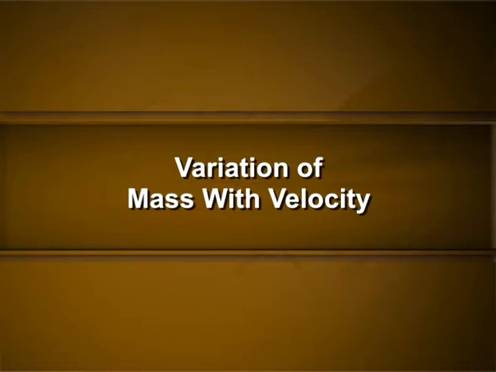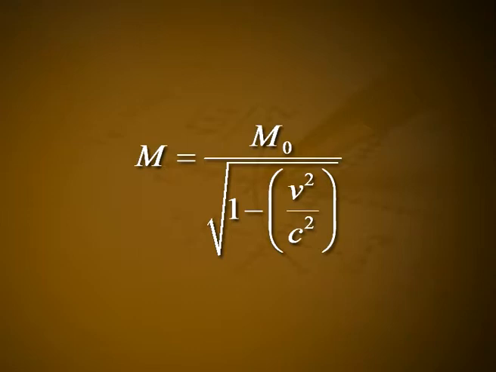Variation of mass with velocity. The mass of a body measured by an observer at rest with respect to the body is called the proper mass or rest mass, denoted by m naught. When the body moves with a velocity v, then according to the theory of relativity, the mass also increases with velocity. The variation of mass with velocity is given by m is equal to m naught divided by square root of 1 minus v square by c square.